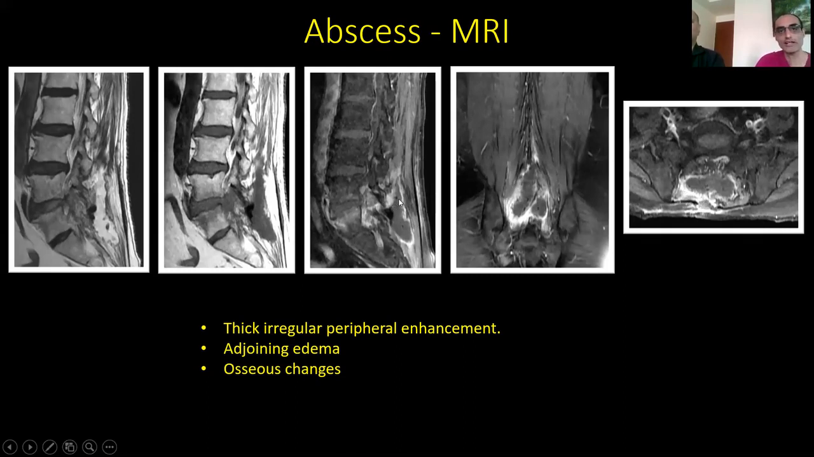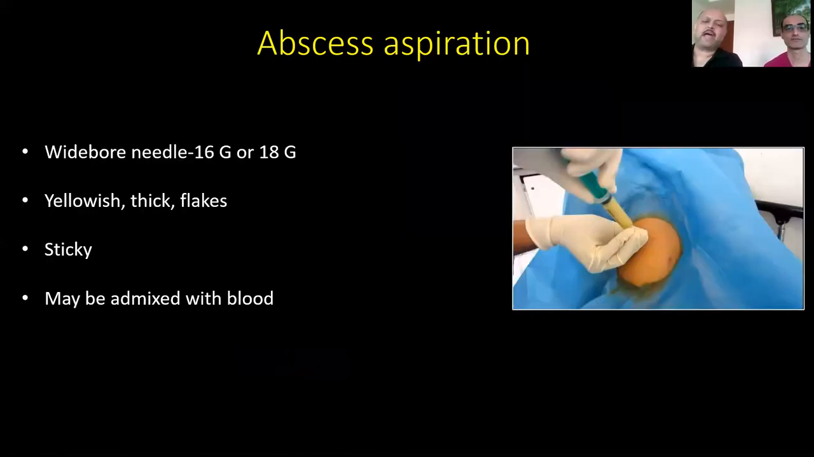Also, along with that, if you find ancillary osseous features, like evidence of infection in the marrow as well, which is dark on T1 and which is showing exaggerated post-contrast enhancement, that makes the diagnosis of abscess all the more likely. Once the diagnosis of an abscess is made, one generally goes for a wound wash or an irrigation, and rarely does one need to aspirate it. But if one does, one uses a wide bore needle and one finds yellowish, thick, flaky fluid, which is sticky if you take it on the hand.